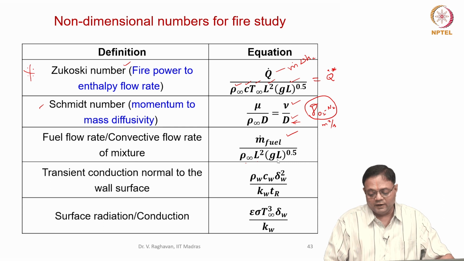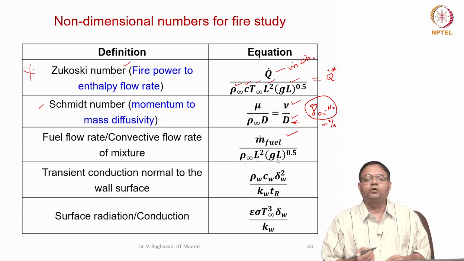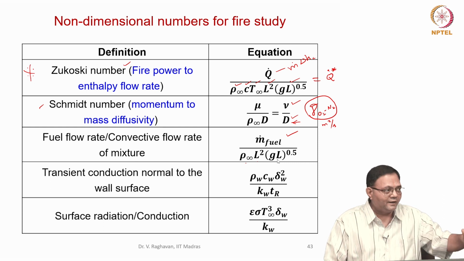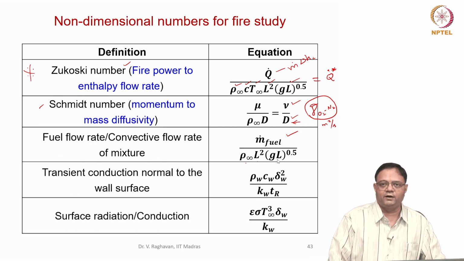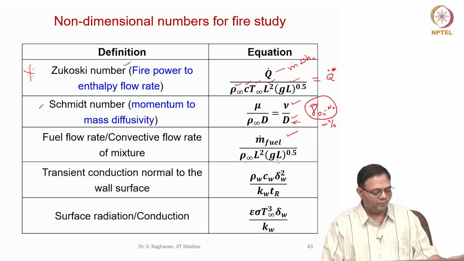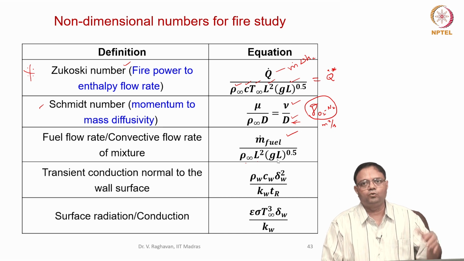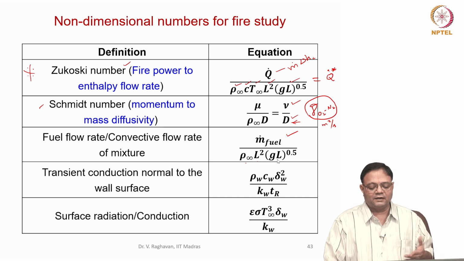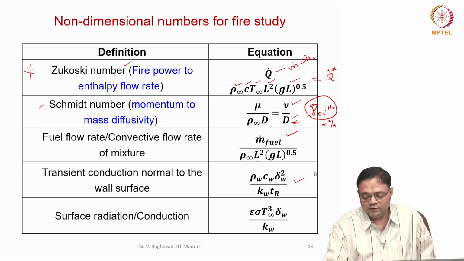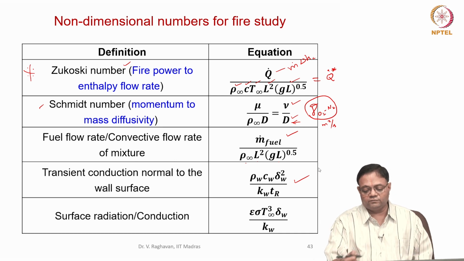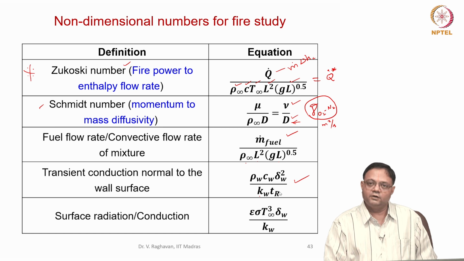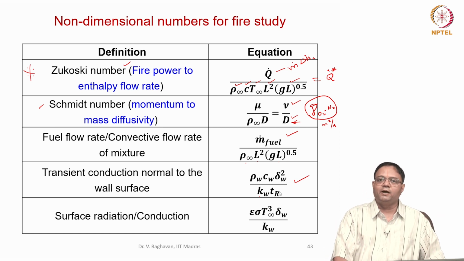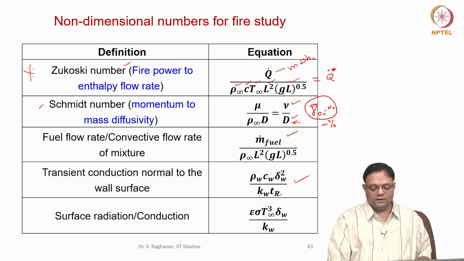Now coming to the solid again. If you want to determine the time for ignition, the rate at which a solid has to be heated should be known, because initially sensible heat is supplied to increase the temperature of the solid from ambient temperature to ignition temperature. So transient conduction normal to the wall surface can be written in non-dimensional form this way: rho w Cw, thickness of the wall squared, divided by the thermal conductivity of the wall times the reference time. As I told you, the reference time can be calculated as L by U infinity. So this is another useful parameter.